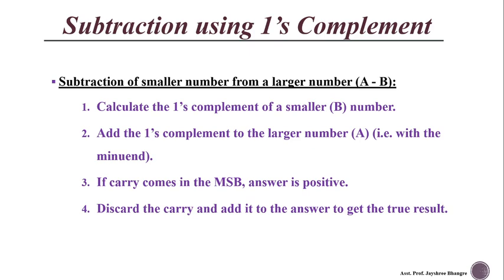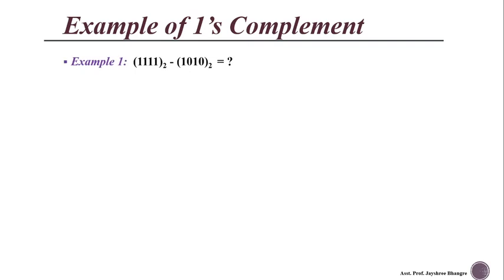Let's see the example, so it will be more clear how we can perform subtraction using addition. Here we have to perform the subtraction 1111 minus 1010. In decimal, that is nothing but 15 minus 10.